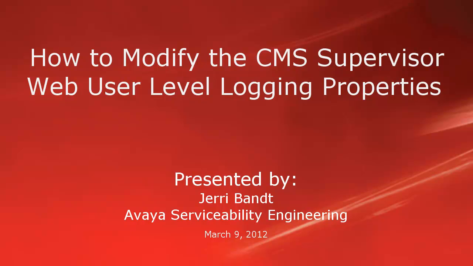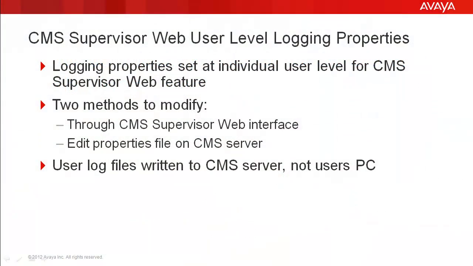This video will demonstrate how to modify the user-level logging properties for the CMS Supervisor web interface. The CMS Supervisor web feature allows logging properties to be set at the individual user level. There are two methods to modify the user-level logging properties. The first way is through the CMS Supervisor web interface. The second is to edit a properties file on the CMS server. Also, be aware that the user log files are written to the CMS server, not to the user's PC.